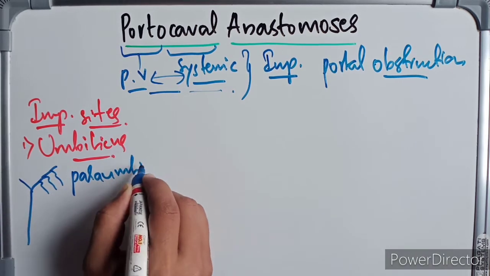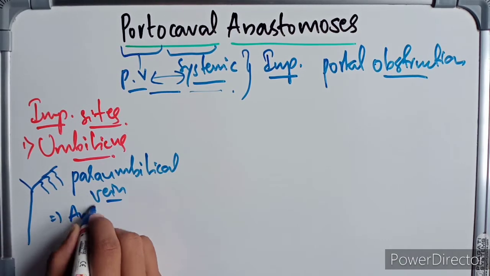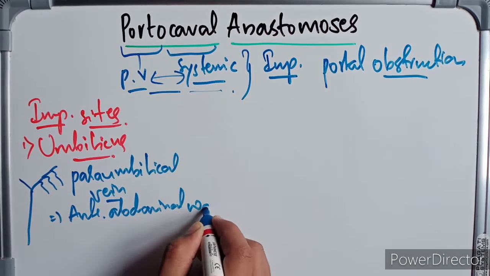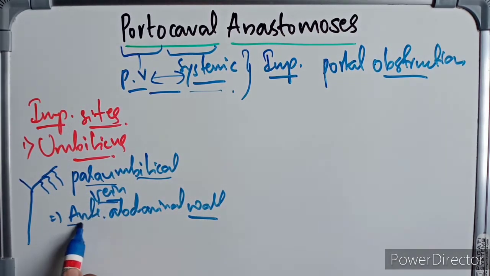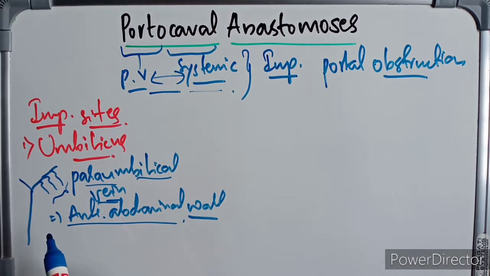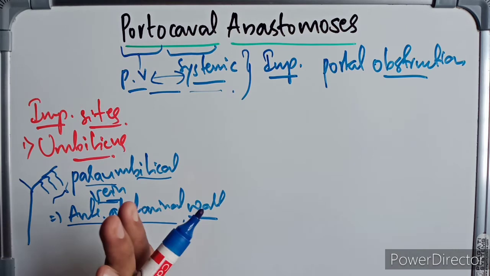Para-umbilical veins, which drain the anterior part of the abdominal wall. So the left branch of the portal vein will communicate with the para-umbilical veins of the anterior abdominal wall. This is the portal vein and these are the systemic veins. So in any case of portal obstruction, these para-umbilical veins will become distended and tortuous.